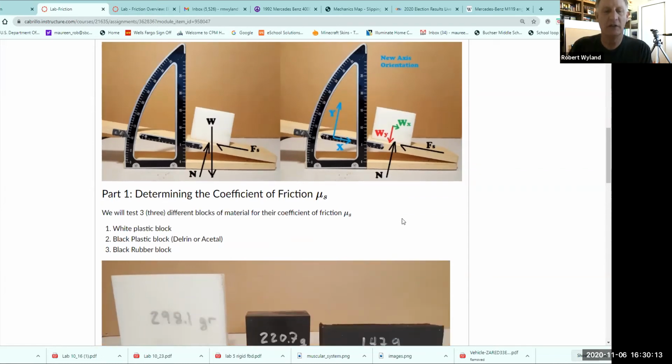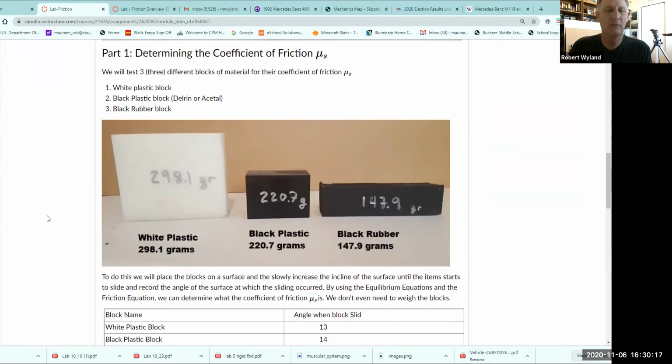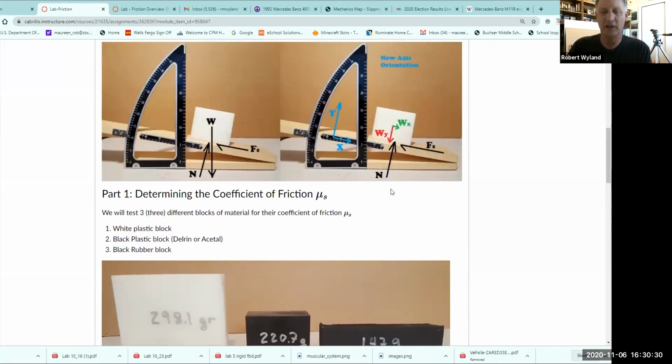But for determining the coefficient of friction, again, I've got these blocks here and I've got the weights. You should not need the weight. You should solve this problem and the W's ought to drop out. Again, if you use it like this, you'll find that that's the case.